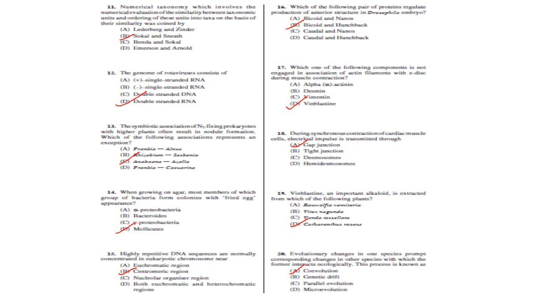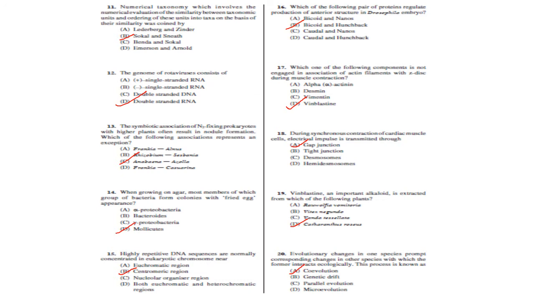Then next one, which one of the following components is not engaged in association of actin filaments with the Z disc during muscle contraction? So it is vinblastine. Vinblastine is a vinca alkaloid used in the treatment of cancer. So that is not involved. So the answer is option D.